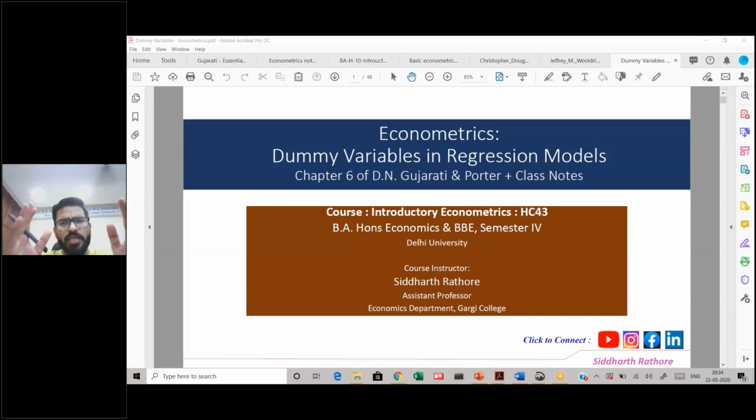So in this entire chapter, we want to see how we incorporate dummy variables in our regression analysis, and what the impact and analysis of this is going to be. Now let's begin our journey.